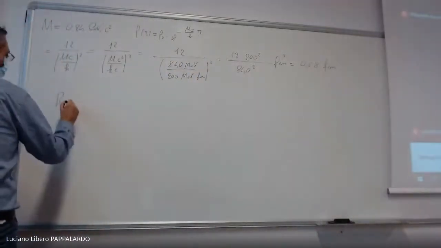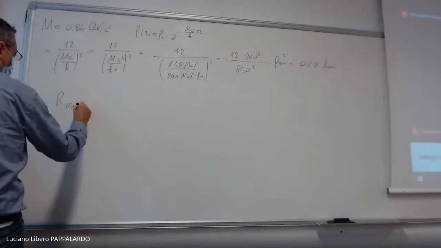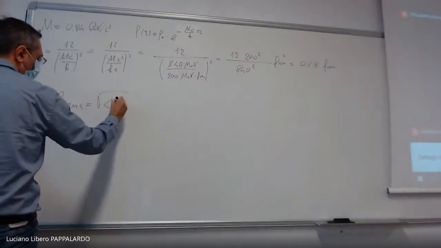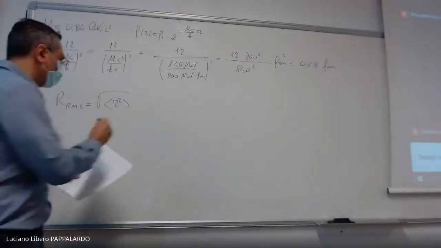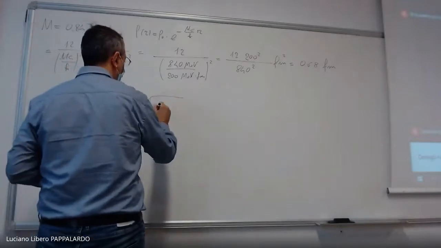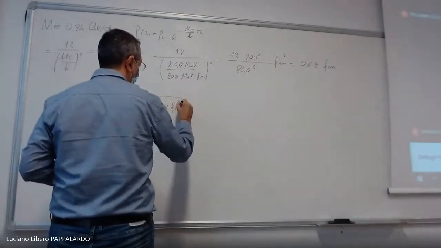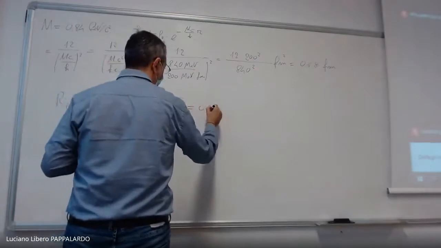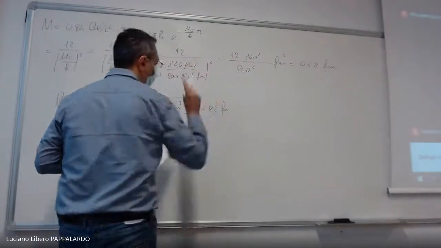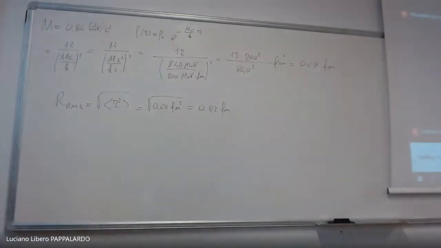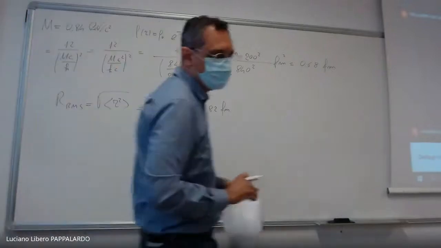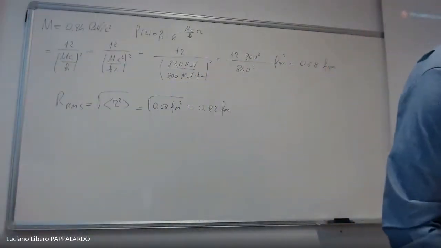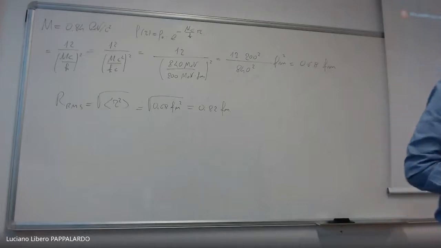And so we can take the square root of this, which is the root mean square radius. So this is the square root of 0.68 fermi squared, and this is 0.82 fermi. Okay. So this is the average radius of this particle. Well, radius means the radius of the charge distribution of this particle.